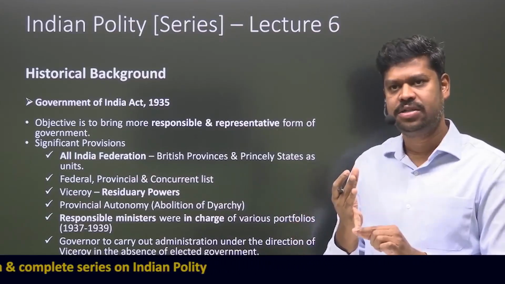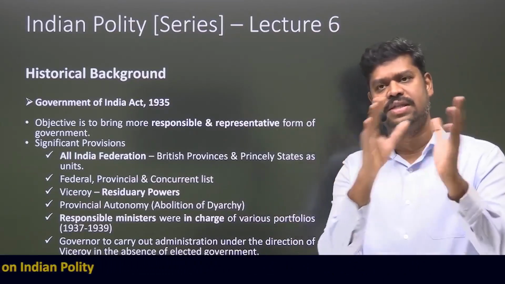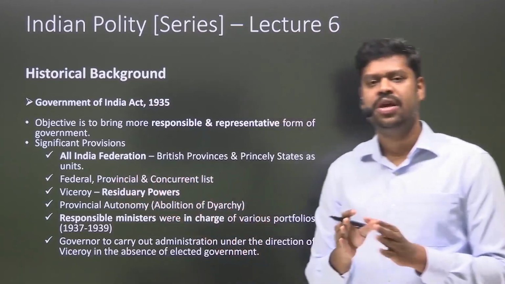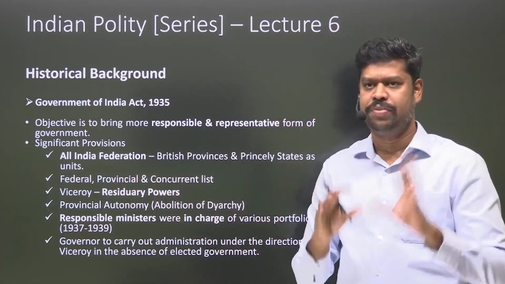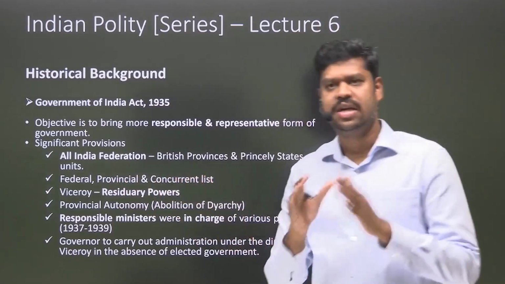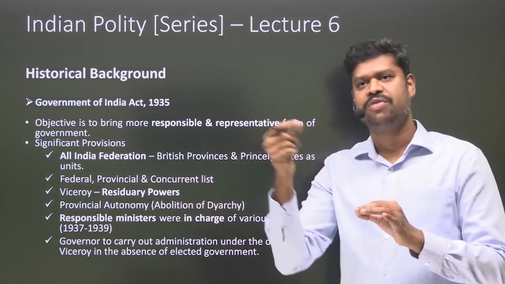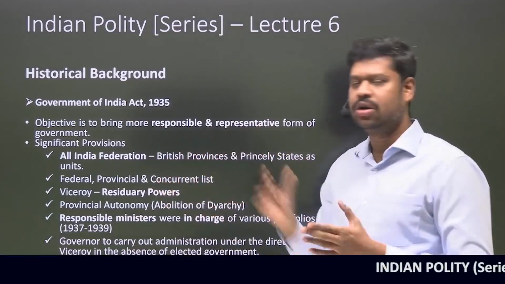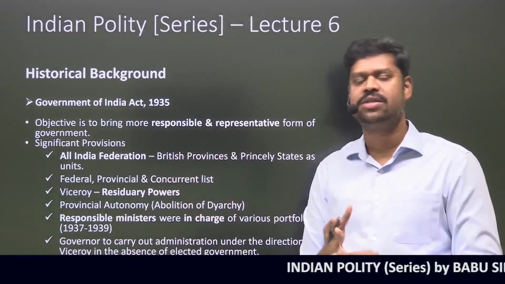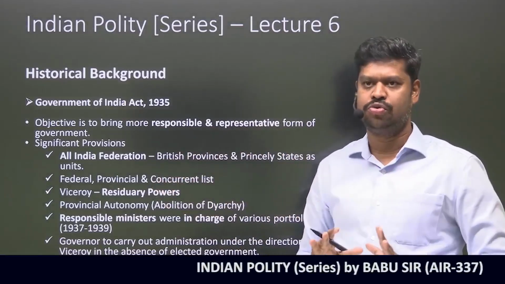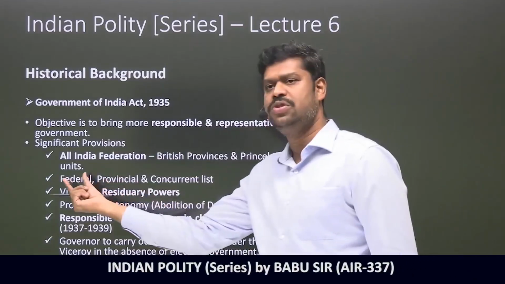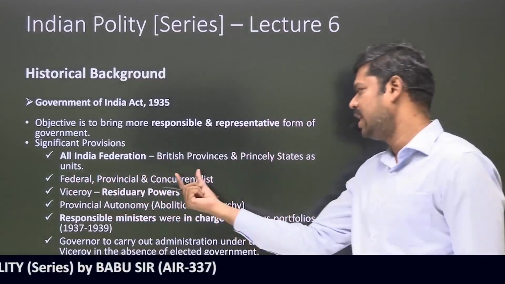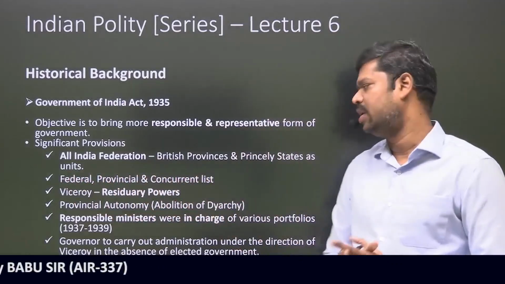First, the federal list, which is the power of the central legislature to make laws. Then the provincial list, which is the power of the provincial legislature to make laws. And then the concurrent list, which is the power of both the federal as well as the provincial legislature to make laws. This is similar to the union list, the state list and the concurrent list in the present constitution. Now instead of the word federal, we use the union list. Instead of the word provincial, we use the word state list. And the concurrent list is even today called the concurrent list.